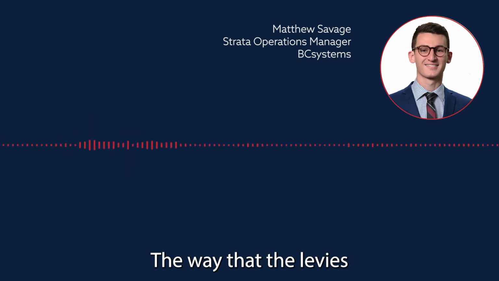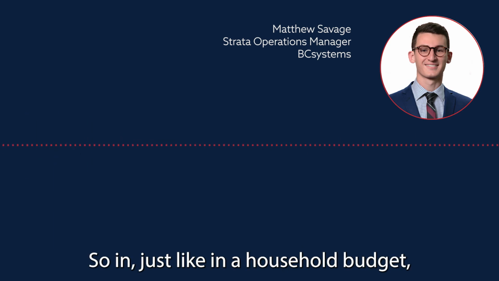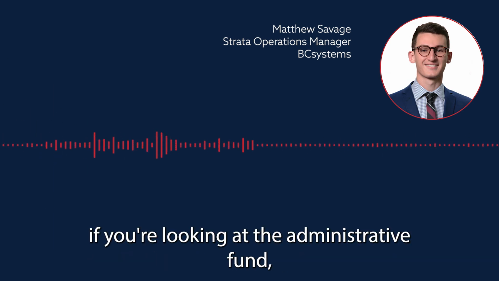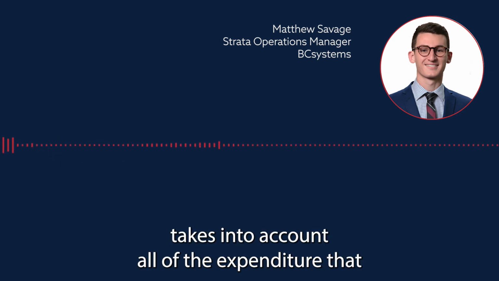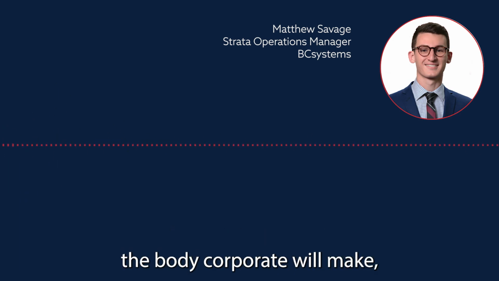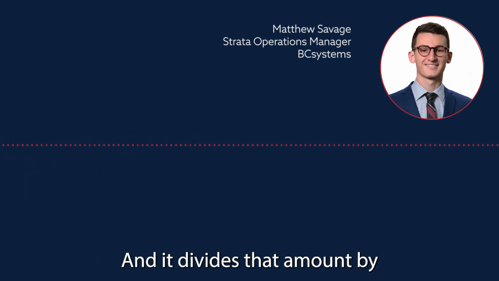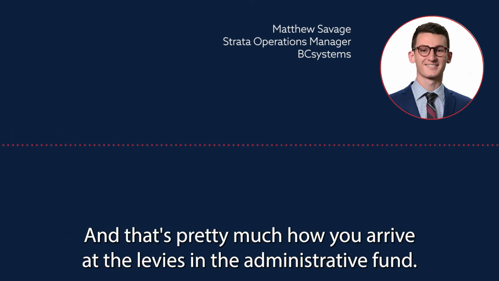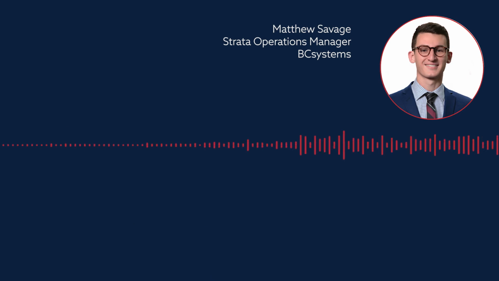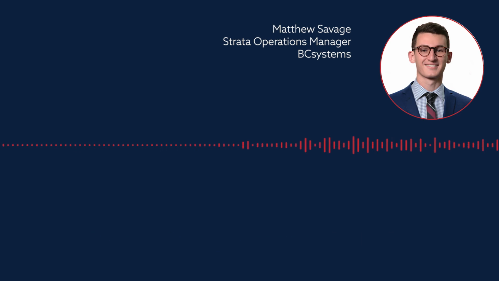The way that the levies in those two funds are calculated are very different. So, just like in a household budget, if you're looking at the administrative fund, the budgeting takes into account all of the expenditure that the body corporate will make or is likely to make in the year. And it divides that amount by the number of unit owners in the building. And that's pretty much how you arrive at the levies in the administrative fund. So it is a direct payment for the body corporate's annual costs.